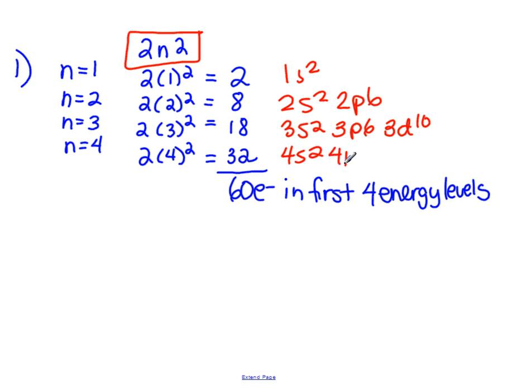4s2, 4p6, 4d10, 4f14. If all of those orbitals are filled within that energy level, 2 plus 6 is 8, plus 10 is 18, plus 14 is 32. Add those all up, you get 60. Maximum 60 in the first 4 energy levels. Okay, again, if you haven't tried the next questions, pause now, try them out, and you'll see the answers next.